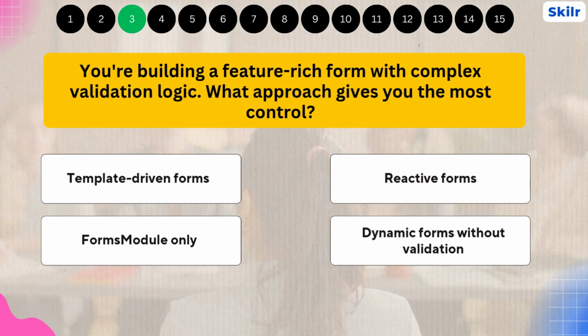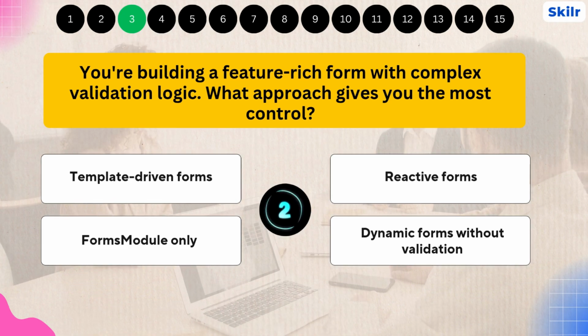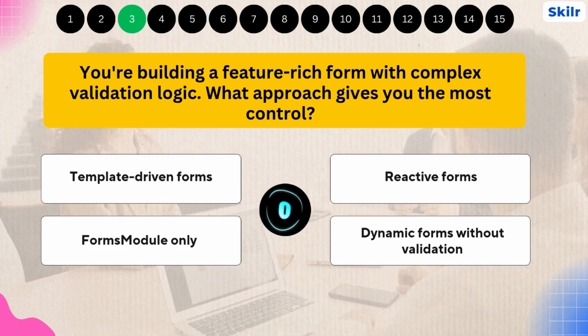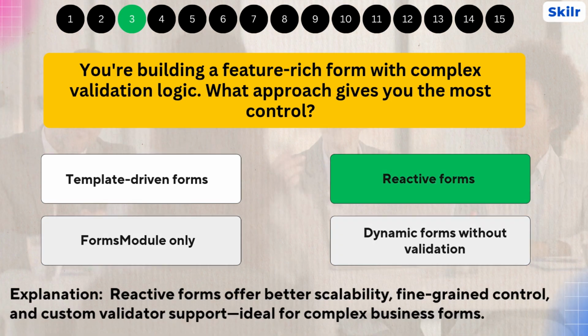Question 3. You're building a feature-rich form with complex validation logic. What approach gives you the most control? The correct answer is reactive forms. Where reactive forms offer better scalability, fine-grained control, and custom validator support, ideal for complex business forms.